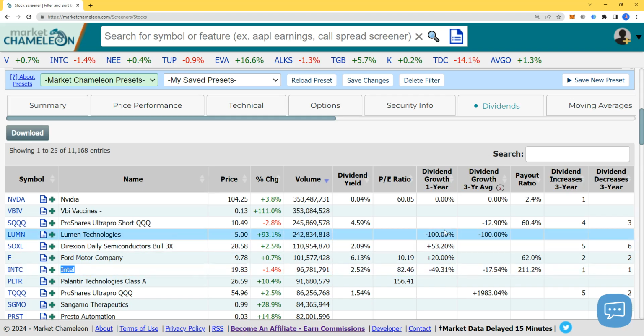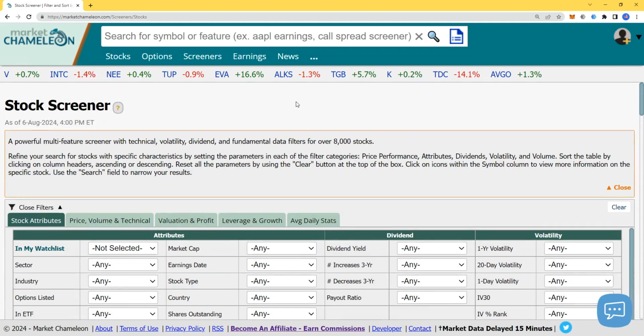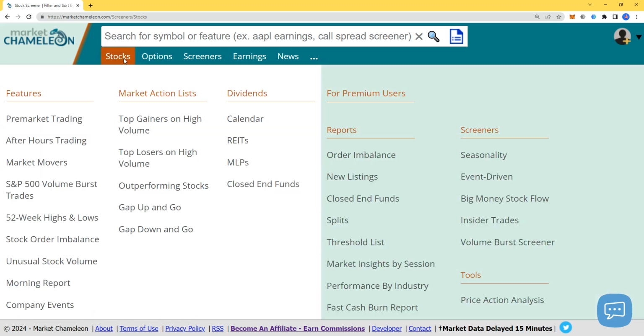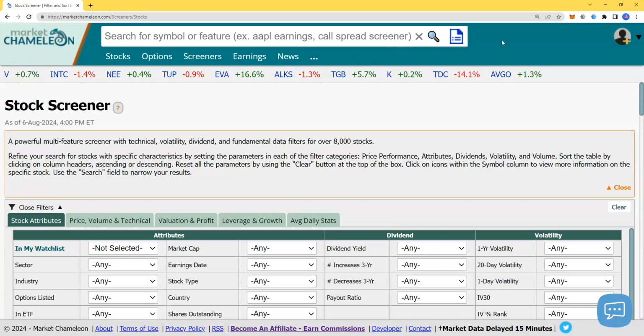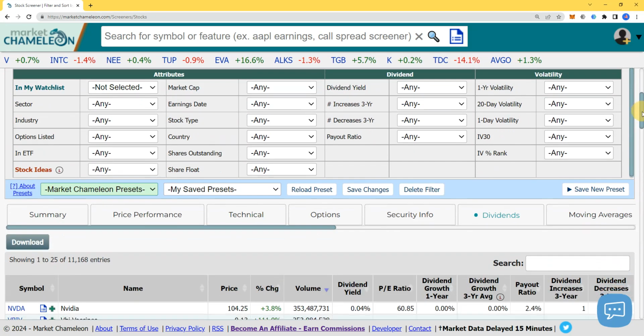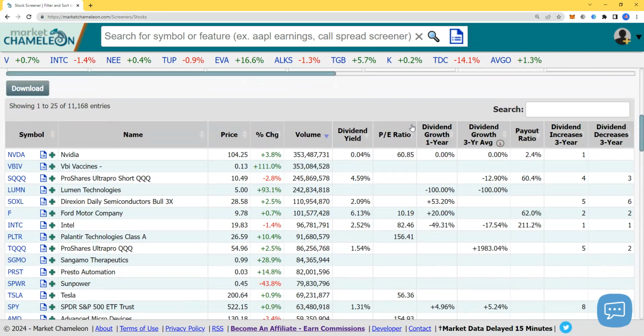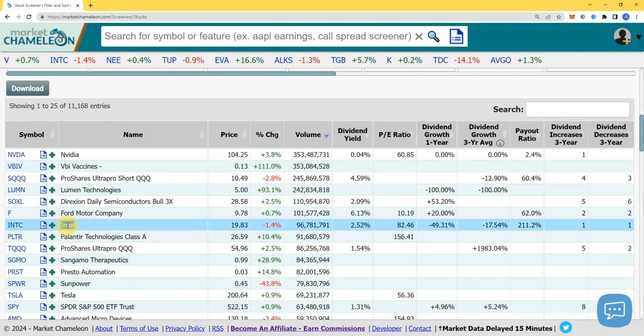Let's go. So what do we have here? There's also the dividend specific screener, but I'm just going to show you how to get there. You're just going to go to stocks and screeners, and if you scroll down you will see the dividend, but that's not the point here. We are looking for Intel because I want to show you something very specific.